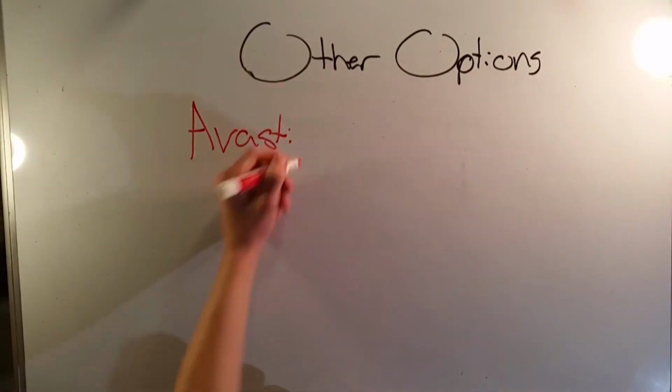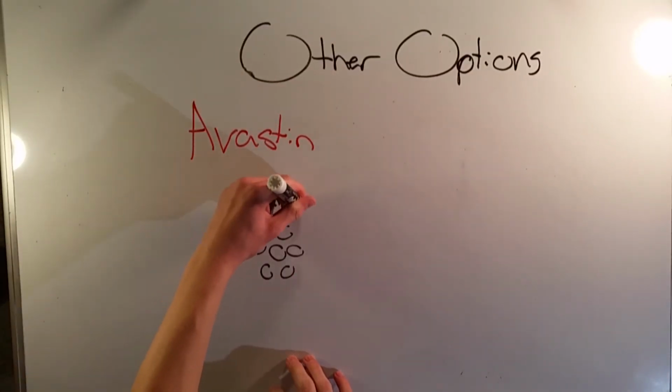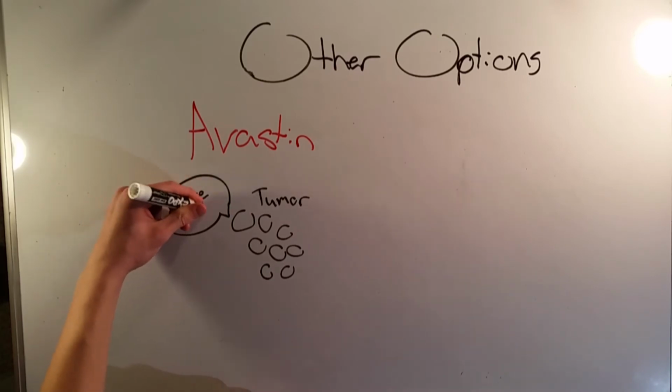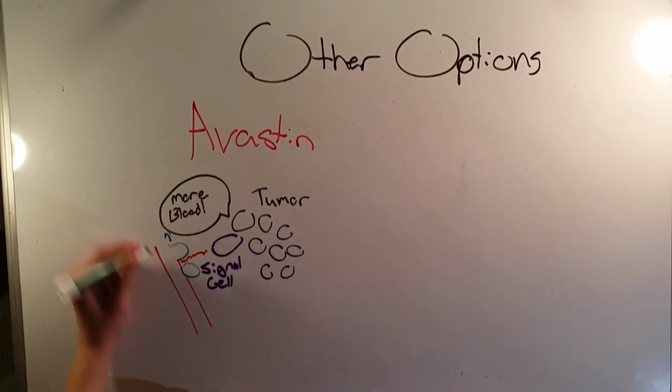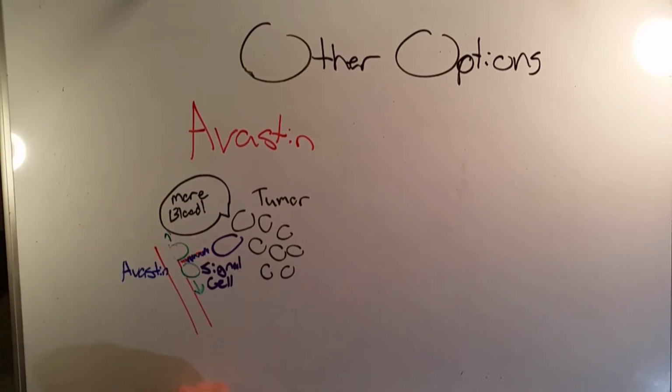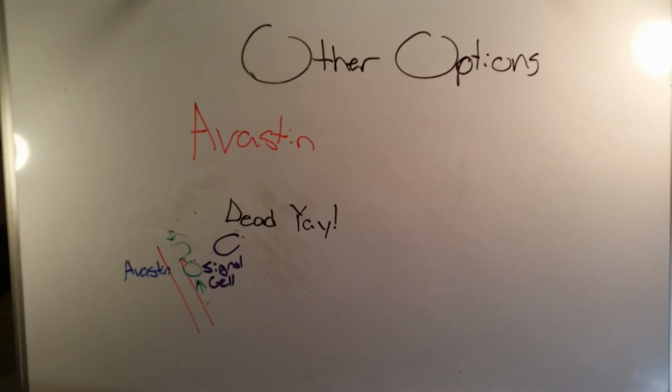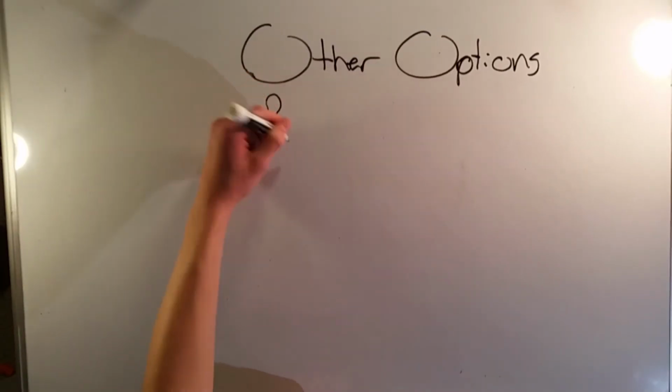One treatment option is an angiogenesis inhibitor, known as Avastin, a drug which prevents a signaling cell from signaling the blood vessel to send more blood to a tumor, which would normally allow the tumor to expand. Avastin prevents this and causes the tumor to die.